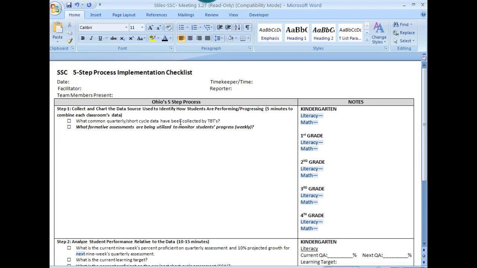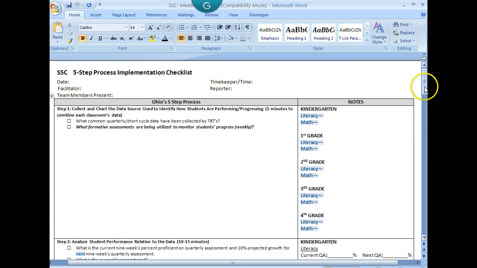In the SSC process implementation checklist, this information should be communicated to teachers to have completed prior to your SSC meeting. Most buildings communicate that this should be done a week before the actual SSC meeting. Teachers need to be told how to complete whichever step their TBT is currently working on.